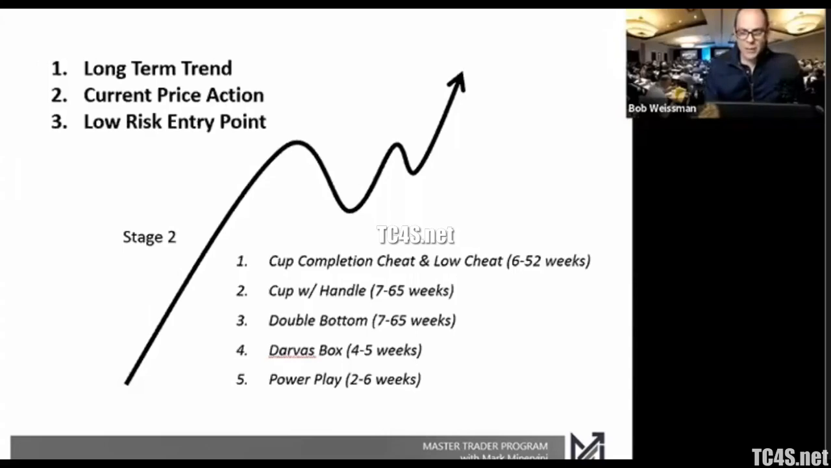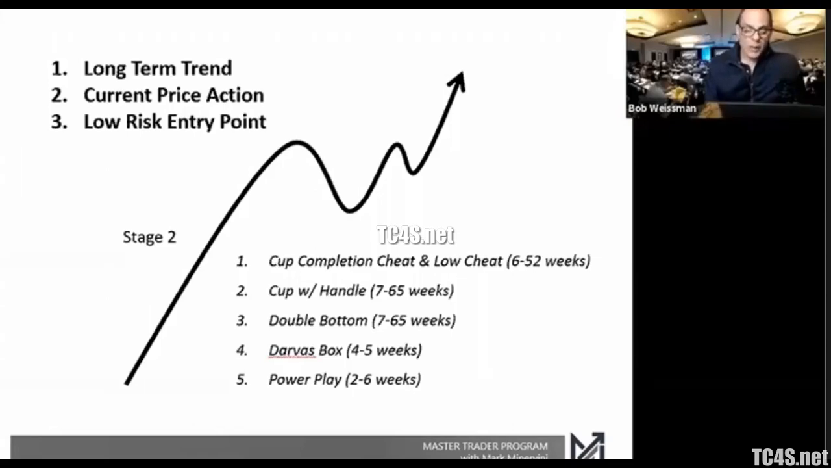Some of the names that we have for these patterns, some are unique to me that I've termed them, and some of you have already heard of these: a cup completion cheat, a low cheat, a cup with handle, of course, which has been popularized by William O'Neil. Prior to that, it was a saucer and platform, which William Gilley coined. Double bottoms, Darvas boxes, and power plays, which are also high tight flag type names, which we're going to go over too. There's a particular section on power plays.